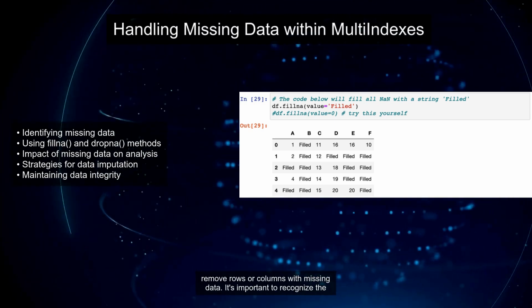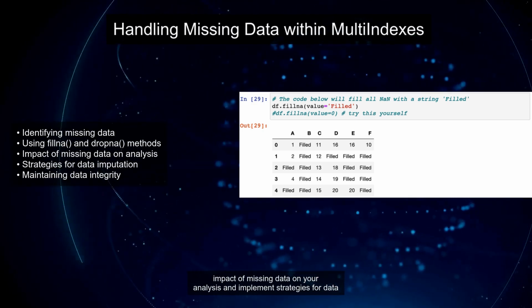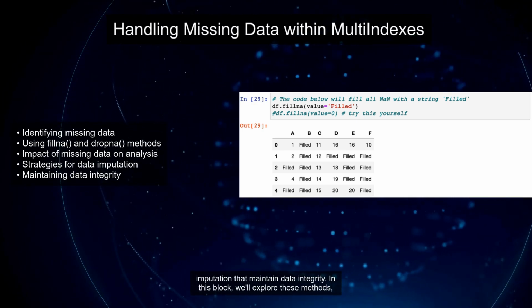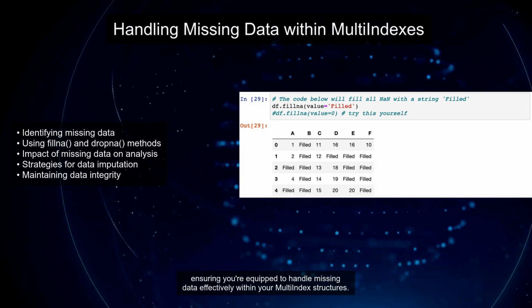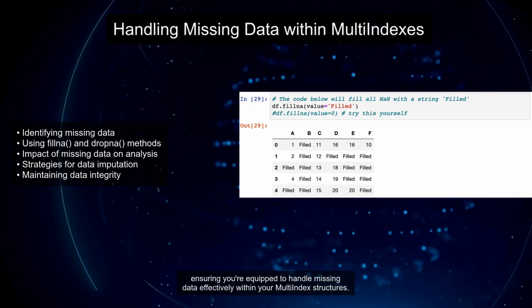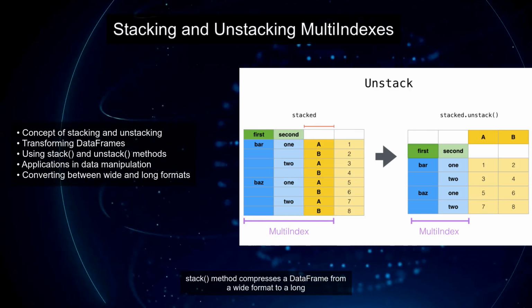It's important to recognize the impact of missing data on your analysis and implement strategies for data imputation that maintain data integrity. In this block, we'll explore these methods, ensuring you're equipped to handle missing data effectively within your multi-index structures. Stacking and unstacking are powerful techniques for transforming data frames with multi-indexes.